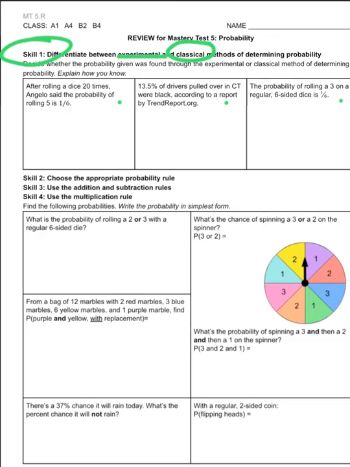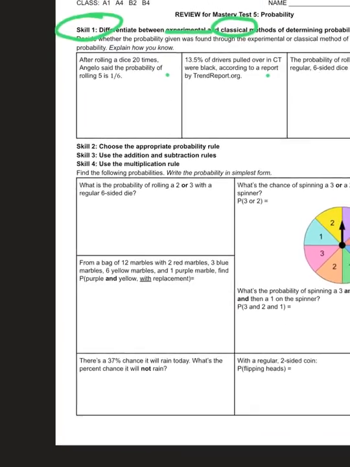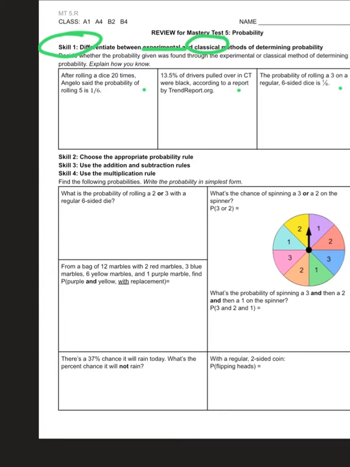All right, now down here, technically there are 3 skills in one. So one of the skills, I'm just giving you a grade on, did you pick the right rule? Did you know if you were adding, subtracting, or multiplying? And then the other 2, addition and subtraction rules, those are going to be 1 grade, and multiplication rule is a 2nd grade. So here are the rules you got to remember. If it says or, that means you're adding your probabilities. If it says and then, that means you're multiplying.